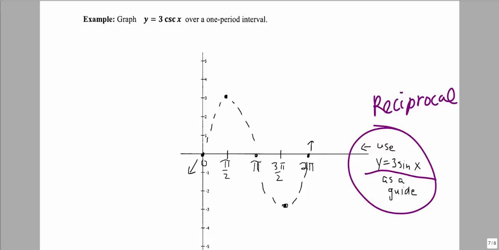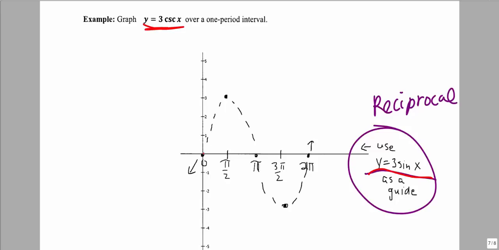Now we're not graphing the sine function, our goal is to graph the cosecant function, but we use the sine function as a guide. So notice that these look almost exactly the same except one is cosecant and one is sine. So we first graph sine, the reciprocal function, and here's the graph of sine. I've dotted it, I've already drawn it in.